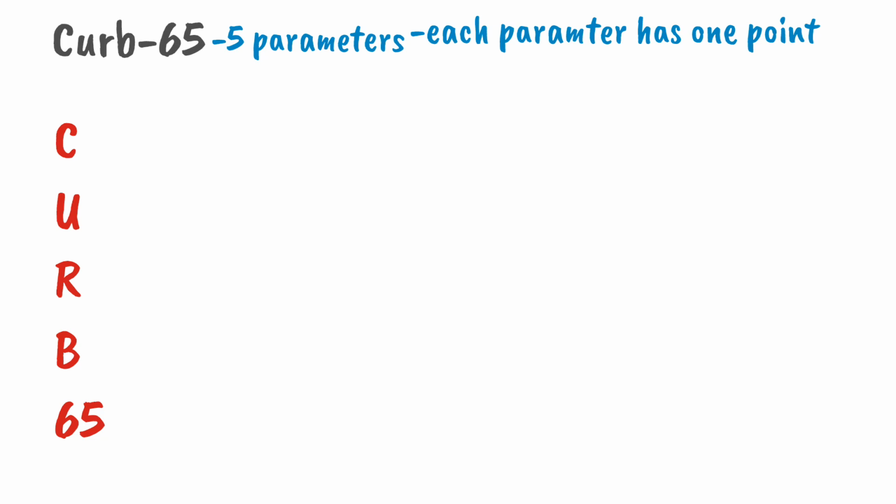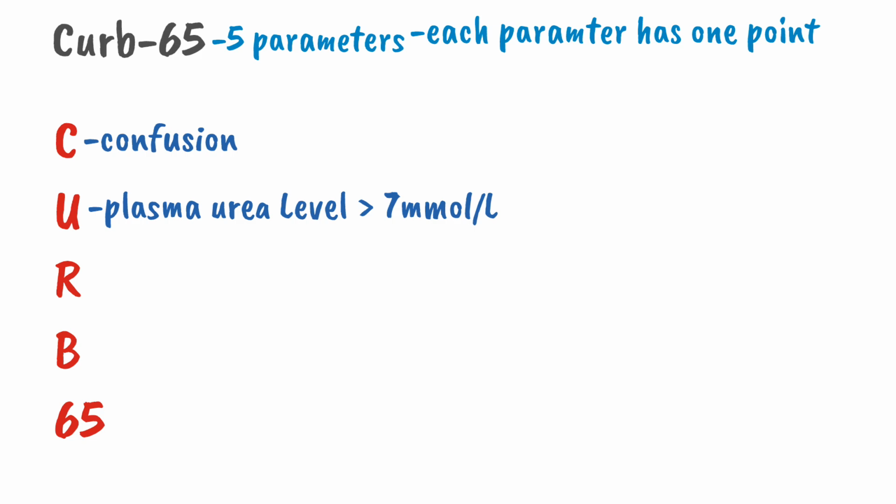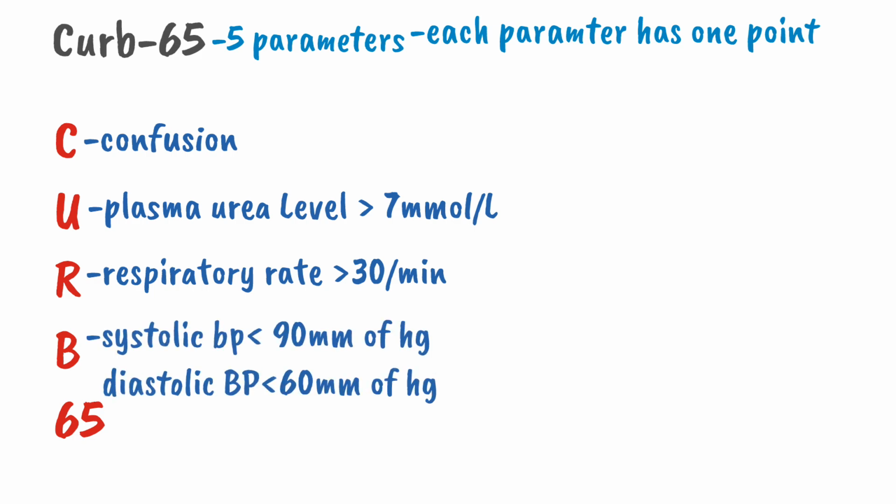In this criteria, the C stands for confusion, U stands for plasma urea level greater than 7 millimole per liter or 19 mg per dl. The R stands for respiratory rate greater than 30 per minute. The B stands for blood pressure: the systolic blood pressure less than 90 mm of Hg or the diastolic pressure less than 60 mm of Hg. And the 65 represents the age. So all of these parameters consist of 1 point.